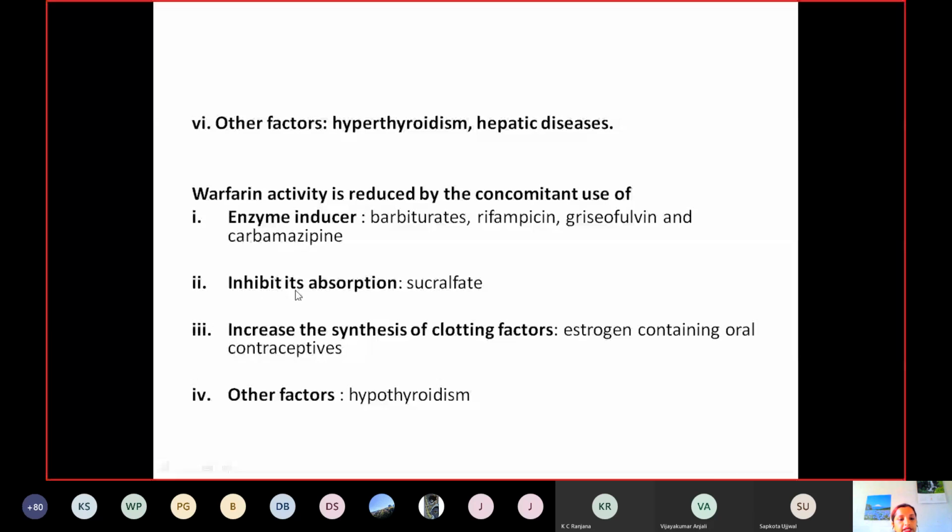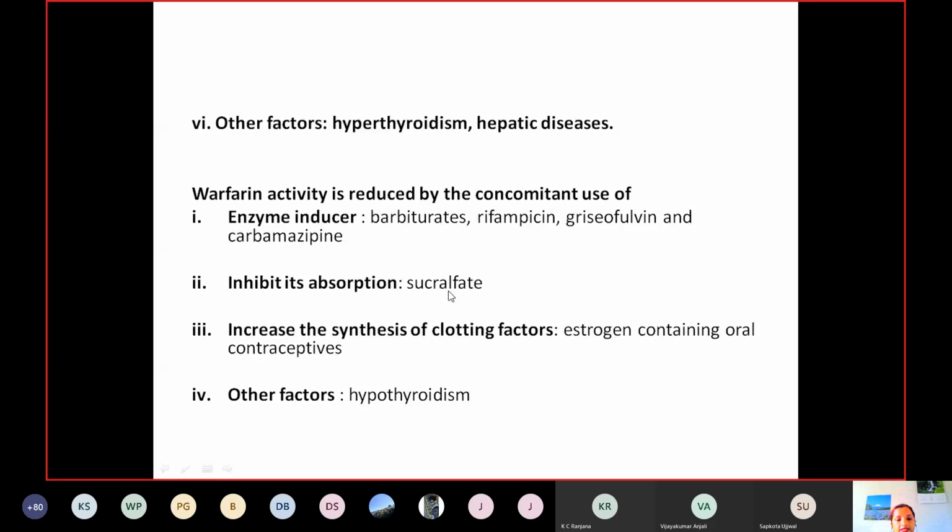And some drugs inhibit its absorption, like sucralfate. Okay, it is an ulcer protective drug that can be used in peptic ulcer patients. So when you give sucralfate along with warfarin, warfarin and sucralfate will form a complex. Okay, when there is formation of a complex, there is no further absorption of the drug, thereby decreasing the plasma concentration level of warfarin.